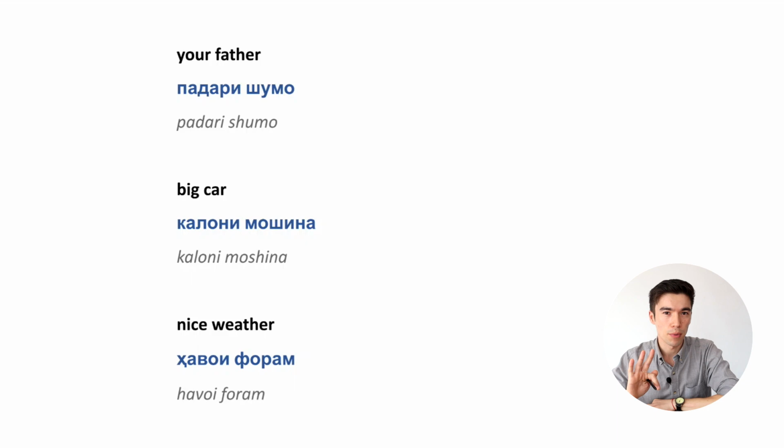Now it's time to practice. Here we have 3 examples, and one of them is incorrect. So you should find out which one is incorrect. Okay? So the first one is your father. Padari Shumo. Okay? Big car. Kaloni Moshina. And the last one is nice weather. Havoi Foram.